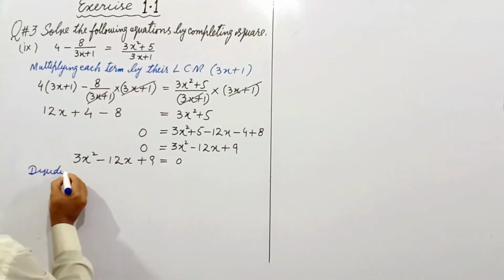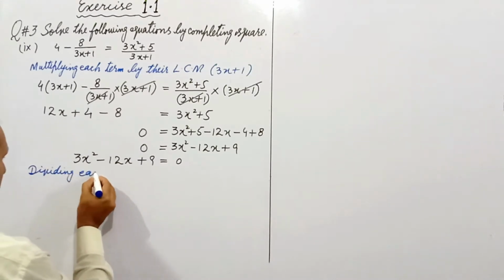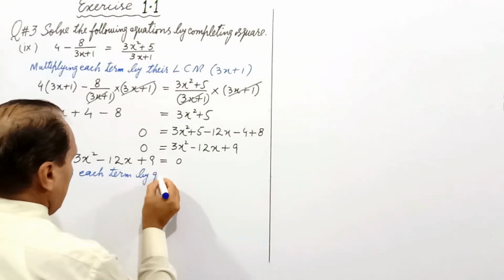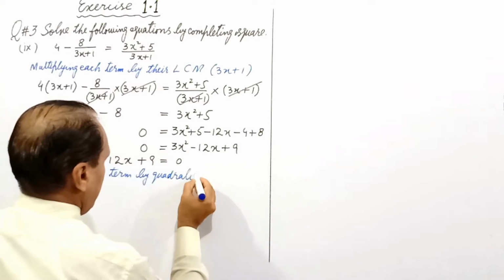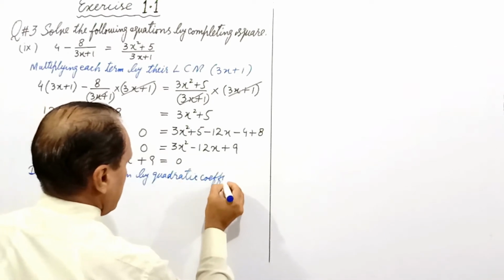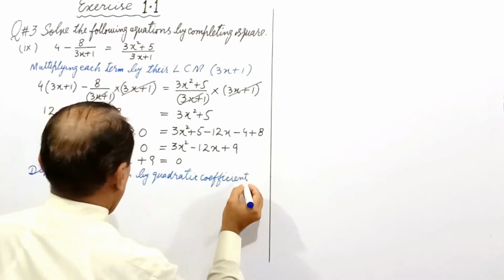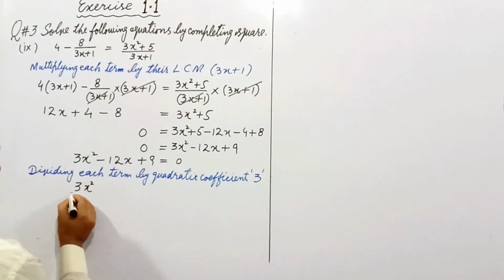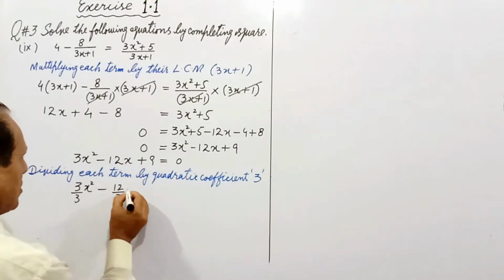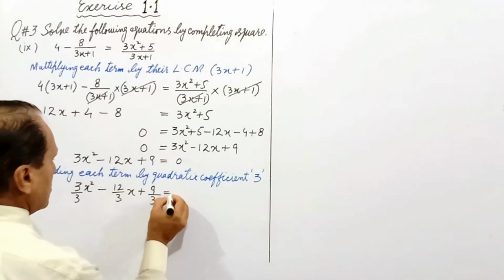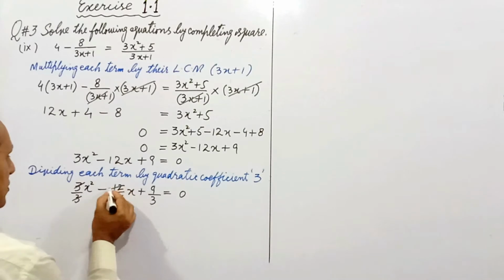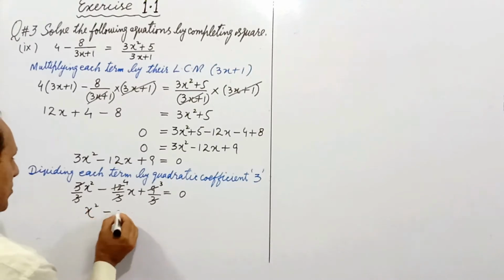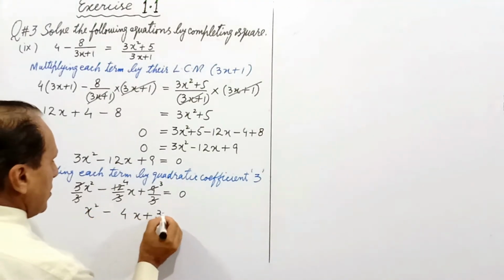Dividing each term by quadratic coefficient, and that is 3. We have 3x square over 3 minus 12 over 3x plus 9 over 3 is equal to 0. 3 is cancelled by 3, 3 1s are 3, 3 4s are 12, 3 3s are 9, and we have a simple equation, x square minus 4x plus 3 is equal to 0.